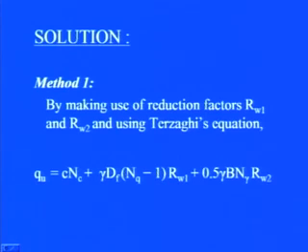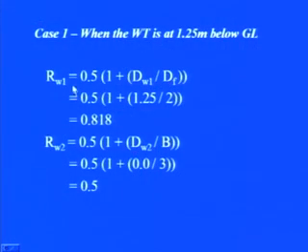Now, in the case of method 1, by making use of the reduction factors Rw1 and Rw2 and using Terzaghi equation, this Terzaghi bearing capacity equation is written as q ultimate equal to cNc plus gamma Df (Nq minus 1) Rw1 plus 0.5 gamma B N gamma Rw2. In order to determine Rw1 and Rw2, either we can use equation directly or we can go for the charts which I have shown earlier. Now, if you substitute respective values of Dw1, Df, Dw2 and B, we can obtain Rw1 and Rw2. In this particular case, these are found out as Rw1 equal to 0.818 and Rw2 equal to 0.5.